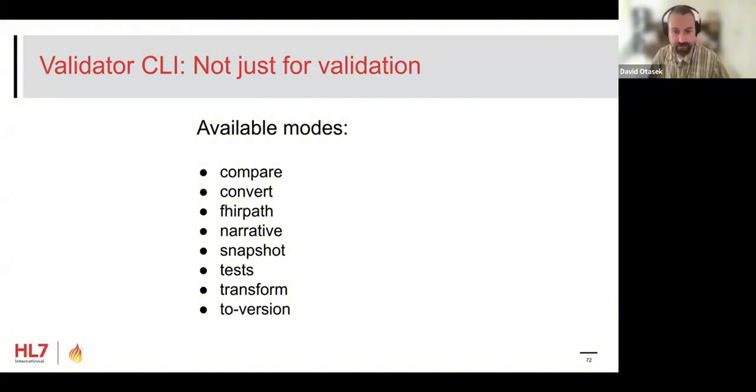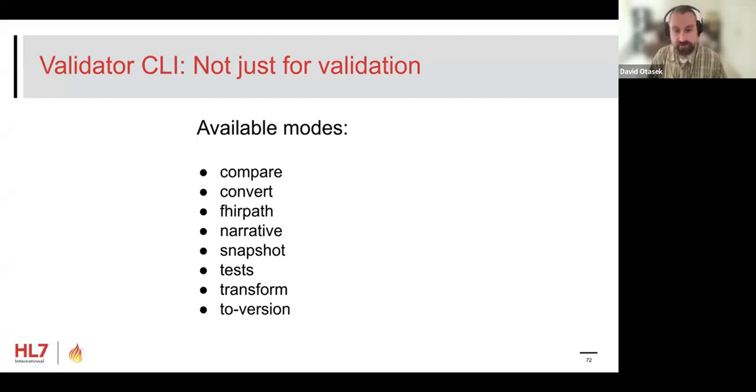Compare produces comparisons between resource specifications from different IGs. Convert converts resources from one format to another, for example, from XML to JSON, from JSON to Turtle, etc. FHIRPath evaluates FHIR expressions on a resource or on a logical model. Narrative generates a narrative for a resource. Snapshot generates a snapshot of a profile. Tests runs the validator against a series of test cases.